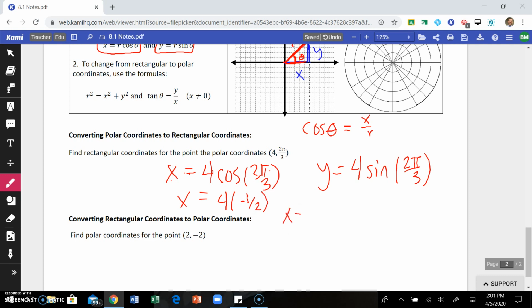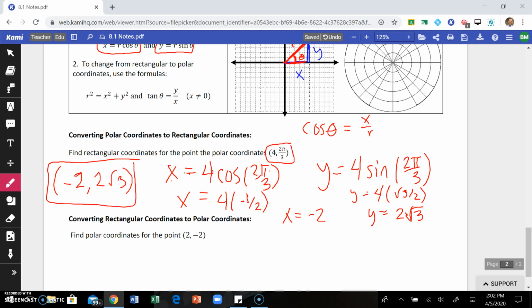The cosine of 2 pi over 3, the x-coordinate there, is negative 1/2, which gives me an x-coordinate of negative 2 when I multiply. And the y-coordinate at 2 pi over 3 is root 3 over 2. So 4 times the square root of 3 over 2 gives me 2 square roots of 3. What we found is that the xy coordinate point, negative 2 comma 2 square root of 3, is in the exact same location as the polar coordinate 4 comma 2 pi over 3.